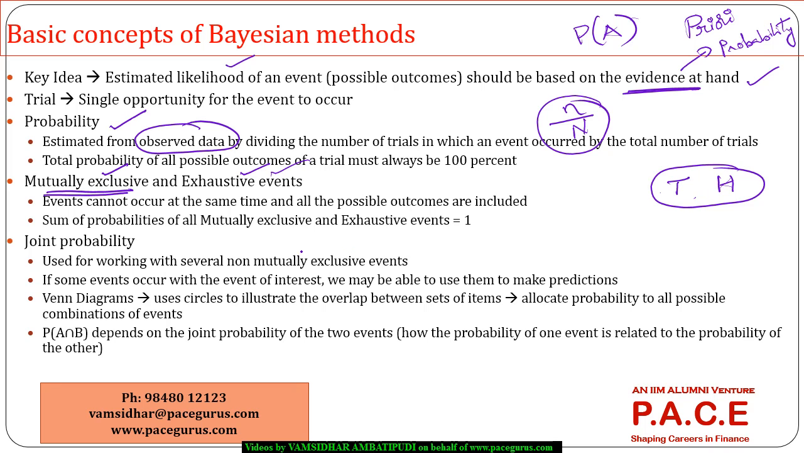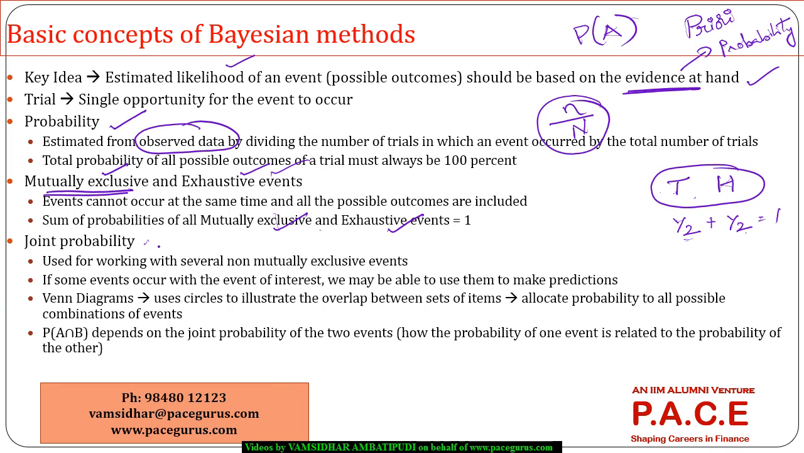So for mutually exclusive and exhaustive events, the probability of a tail occurring is 1/2, and the probability of a head occurring is half. These are mutually exclusive along with exhaustive. So the sum of their probabilities should always be equal to 1.